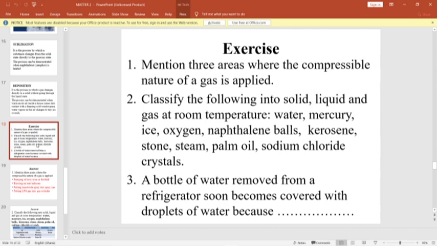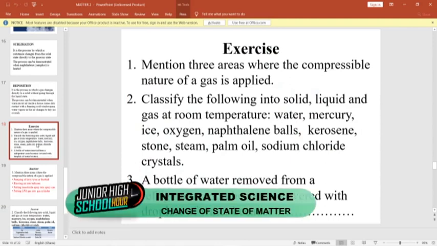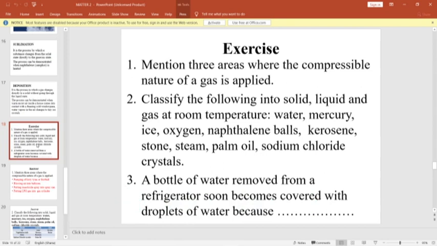Number 3. A bottle of water removed from a refrigerator soon becomes covered with droplets of water because, so you continue with the sentence. You give your explanation. So quickly take your pens and jot something down before we start with our answer.